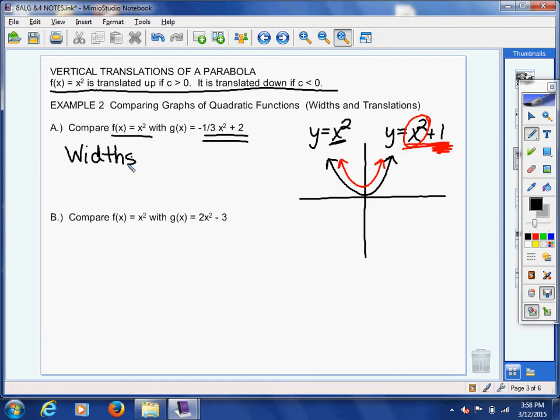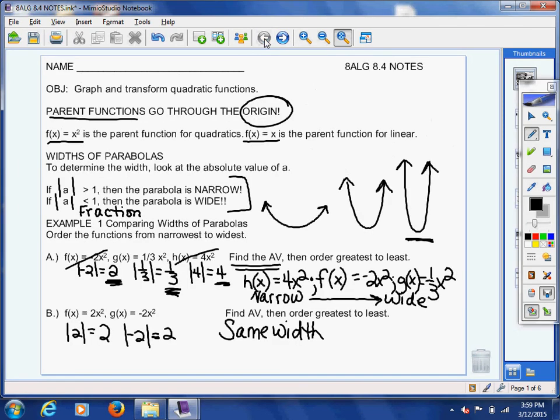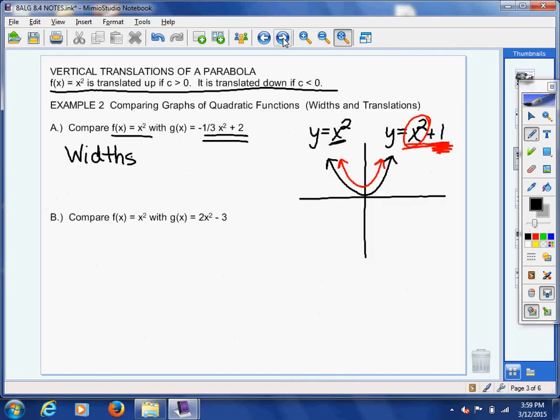Now let me back up a page, and you can flip back in your notes to the very front page of our notes when we learned about widths of parabolas. Remember, if the absolute value of A is greater than 1, then the parabola is narrow. So the bigger the absolute value, the more narrow it is, okay? If A is less than 1, which means it's either a decimal or a fraction, then the parabola is very, very wide, okay? So that's a little refresher.